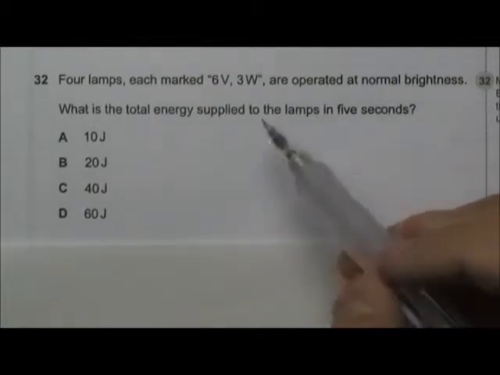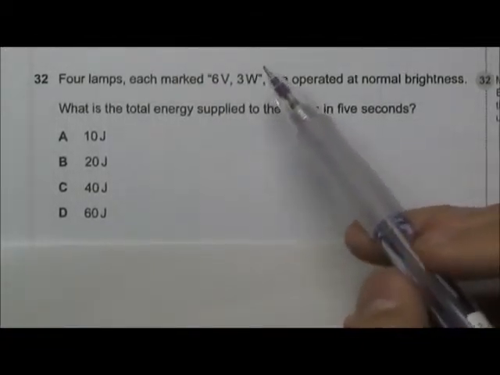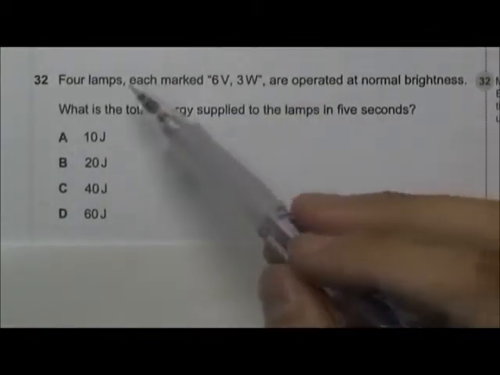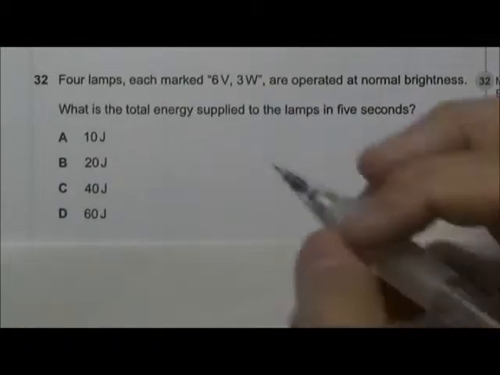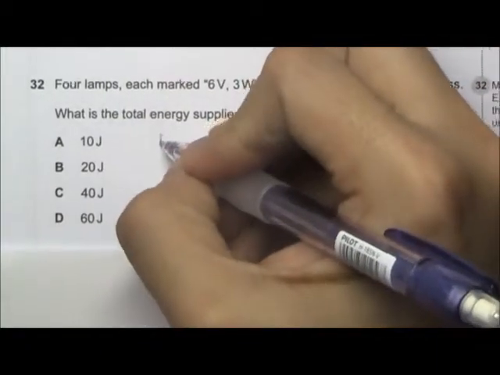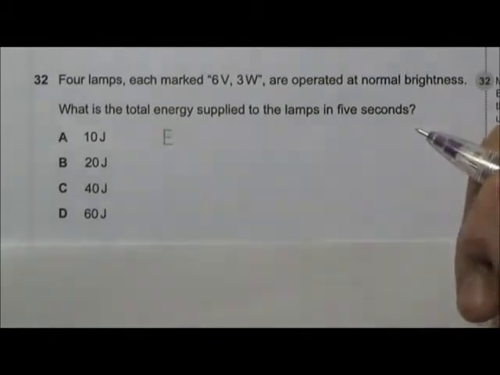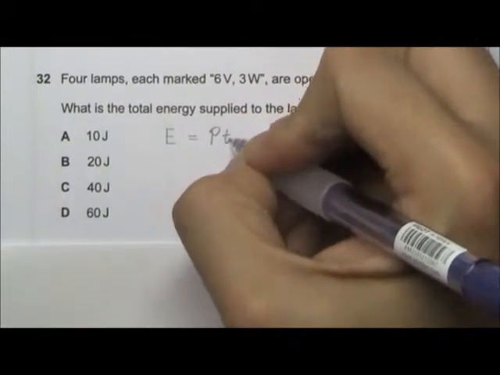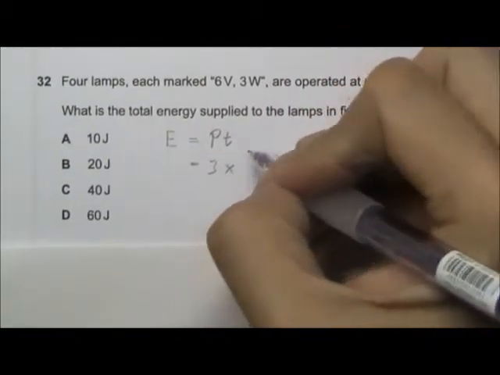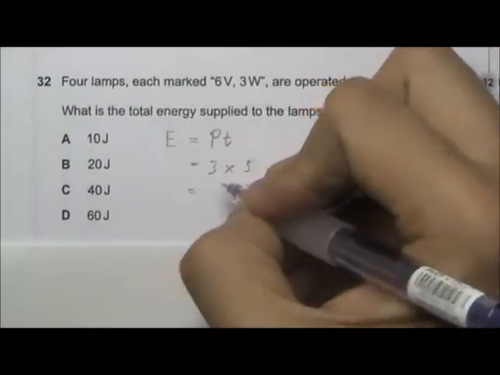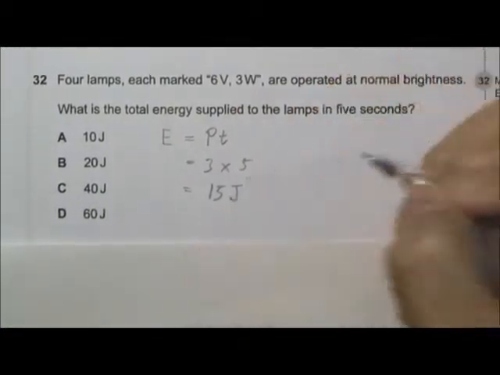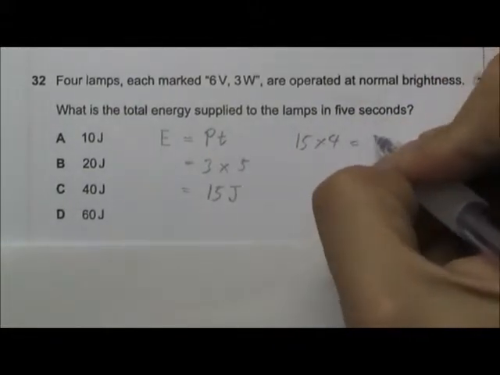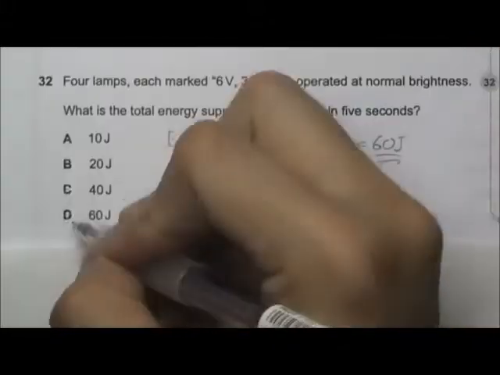Okay, we are given the voltage and power rating for each lamp, and altogether we are operating 4 lamps for 5 seconds. So to find the energy supplied to one lamp in 5 seconds, we can use the formula: energy is equal to power times time. So the power is 3 and the time is 5. So each lamp is going to take up 15 joules of energy. And since we have 4 lamps, it will be 15 times 4. This will give us 60 joules of energy. Answer D.